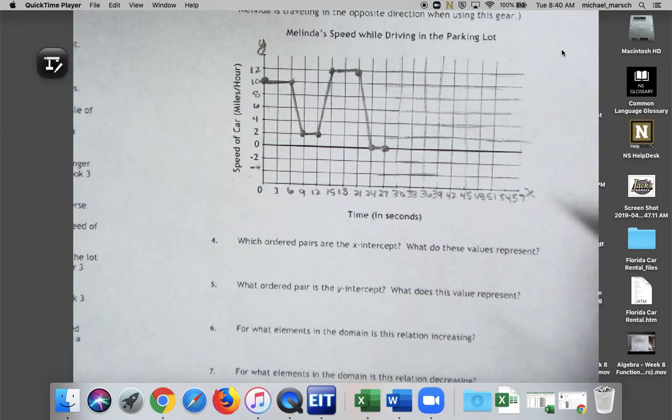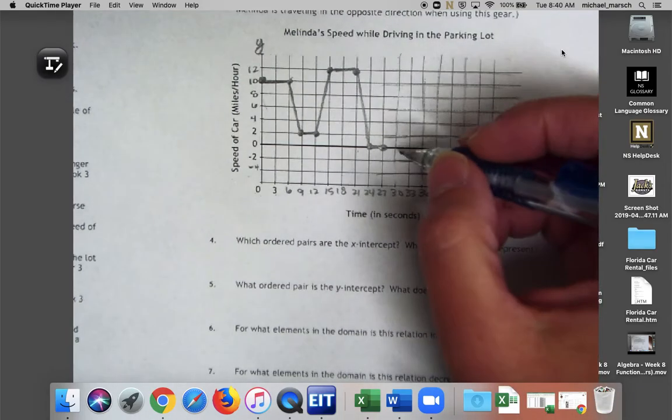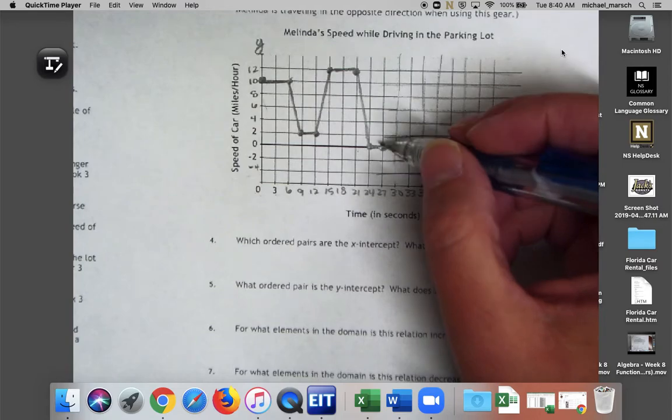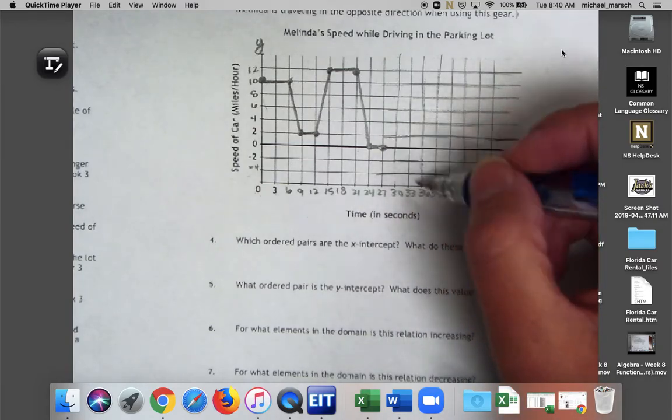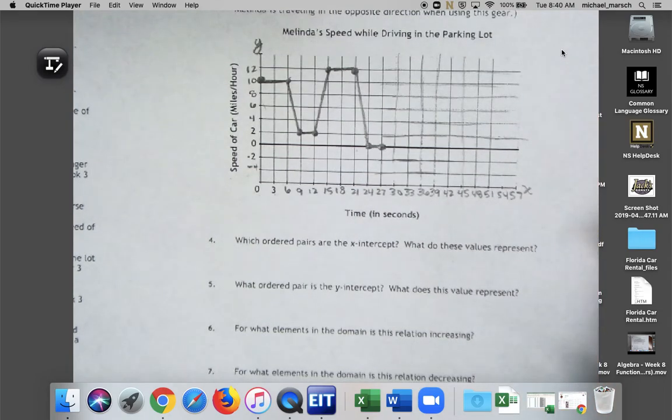It took 3 seconds for Melinda to reach a speed of 4 miles per hour as she backed up for the next 6 seconds. Okay, so this is going to sound weird because now she's backing up, so we're going to count that as negative miles per hour. Does that sound weird? It does sound weird, but we're going to pretend that that's what's happening.